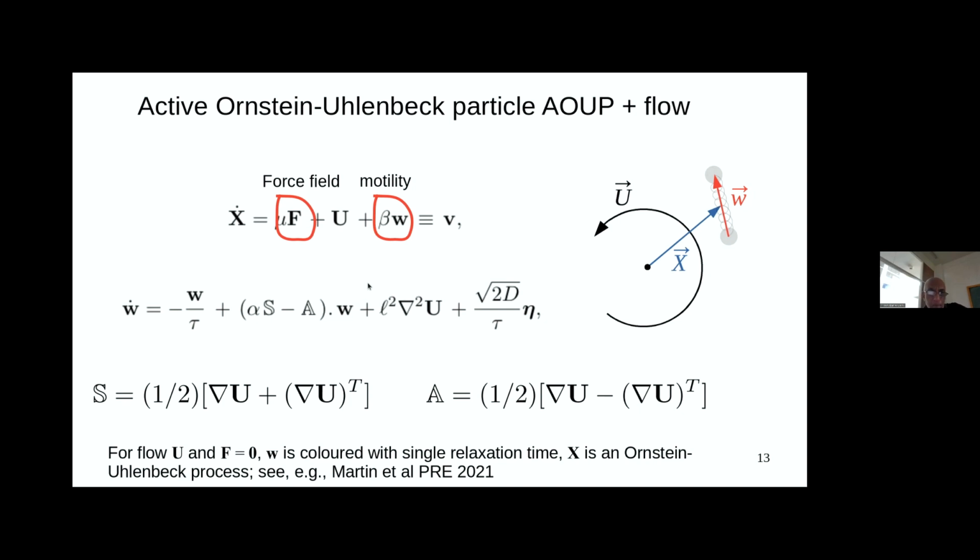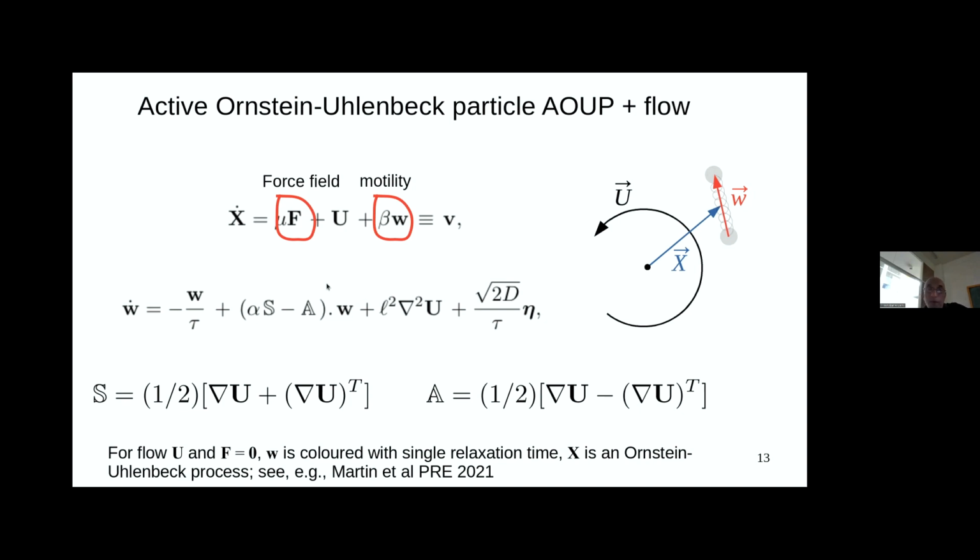This problem without flow and without an external force field would be x dot is w, and w dot is minus w over tau plus a white noise. So that means that the variable x is driven by a colored noise. In the absence of these other features, the variable x is driven by a colored noise with a single relaxation time. So x is an Ornstein-Uhlenbeck process. These particles have been named active Ornstein-Uhlenbeck particles or AOUPs. So we're augmenting that, for the purposes of this talk, primarily by a flow field. We will not worry about interactions with a potential force field.